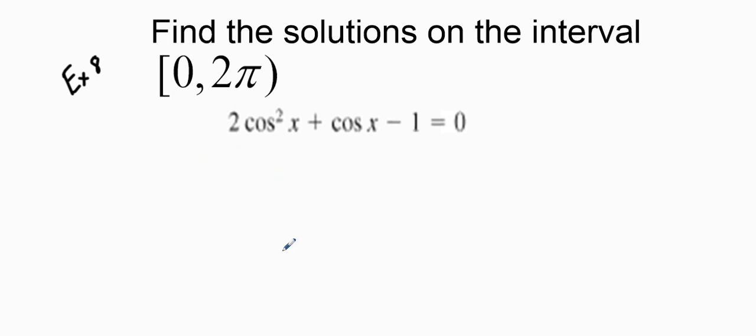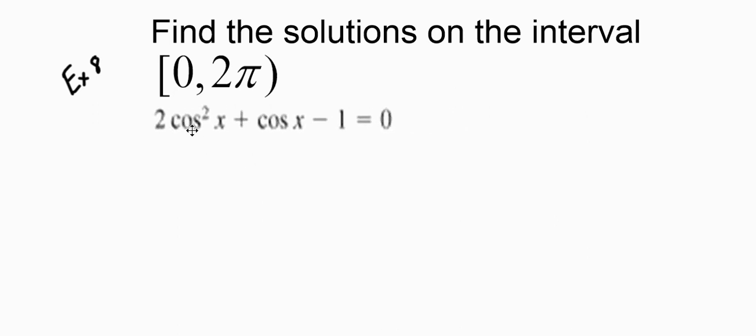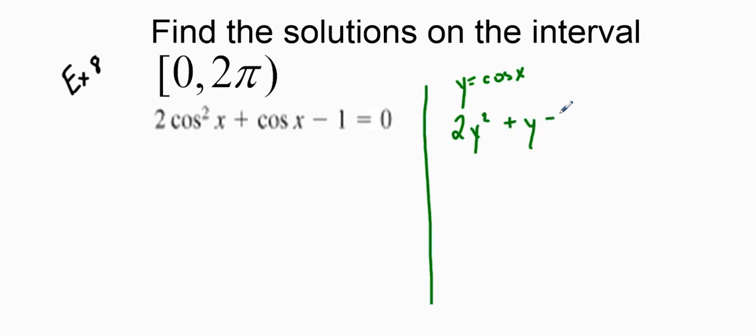So here we go. This is one that we had something similar to in another one. Right here, hopefully you start noticing we have 2 cosine squared of x plus cosine of x minus 1 equaling 0. Hopefully when you see this, you're like, hey, this is in quadratic form, just like we've done in the past. If we write this as a quadratic, we say y equals cosine of x. We can replace and say 2y squared plus y minus 1 equals 0. And that's what we would have.